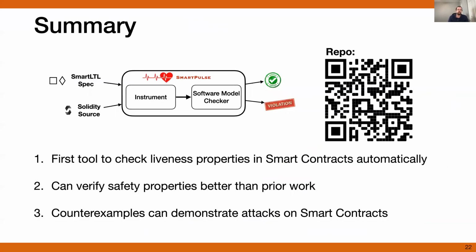In summation, SmartPulse is the first tool to check liveness properties in smart contracts automatically. It can verify safety properties better than prior work, and counterexamples can demonstrate attacks on smart contracts. And that is the end of my talk.